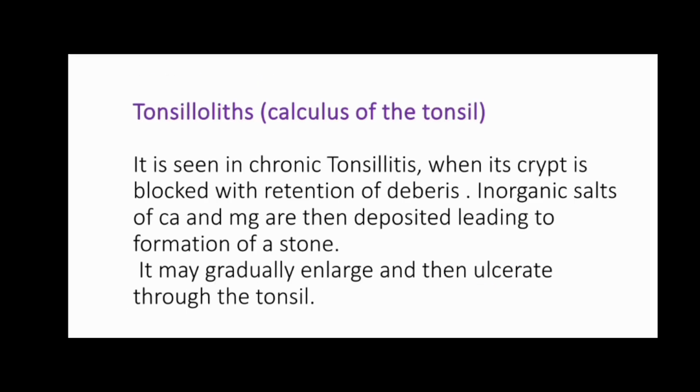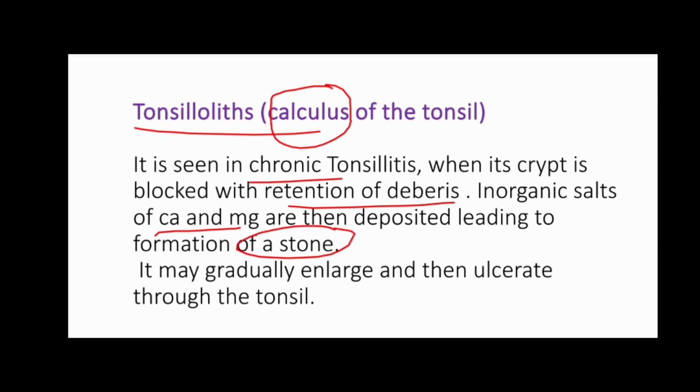And one of the complications is tonsilloliths. Tonsilloliths means calculus of the tonsil. Calculus means stone. It is seen in chronic tonsillitis when its crypt is blocked with retention of debris. First, the pus or debris accumulates in the crypts. And also accumulation or deposition of inorganic salts like calcium and magnesium leads to stone formation. It may gradually enlarge and then ulcerate through the tonsil.